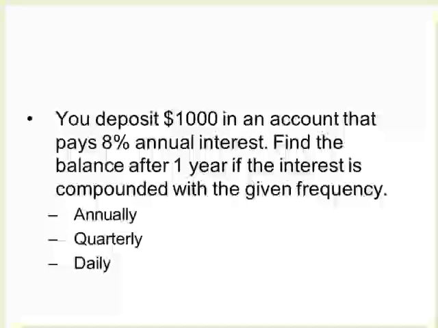So in this problem, we're going to deposit $1,000. That's our principal. Into an account that pays 8% interest. That's our rate. Good luck with that. 8% is extremely unrealistic. The highest I've ever seen is Lake Michigan does 3.5. That's really high, a lot higher than any other banks. So 8% is kind of ridiculous, but that's the number the book gave us, so we'll go with it.